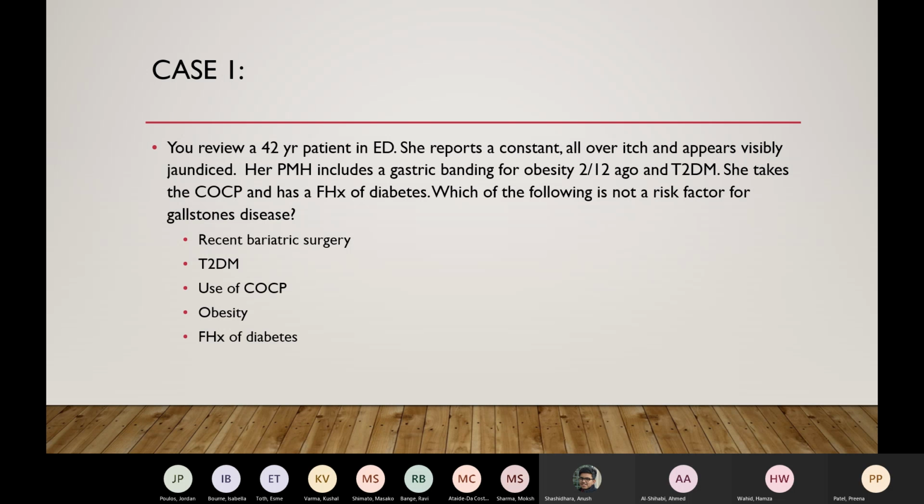So yeah, she had a gastric banding for her obesity 2 months ago, and she's got type 2 diabetes. She takes the combined oral contraceptive pill, that's COCP, and she has a family history of diabetes. Which of the following is not a risk factor for her gallstone disease?